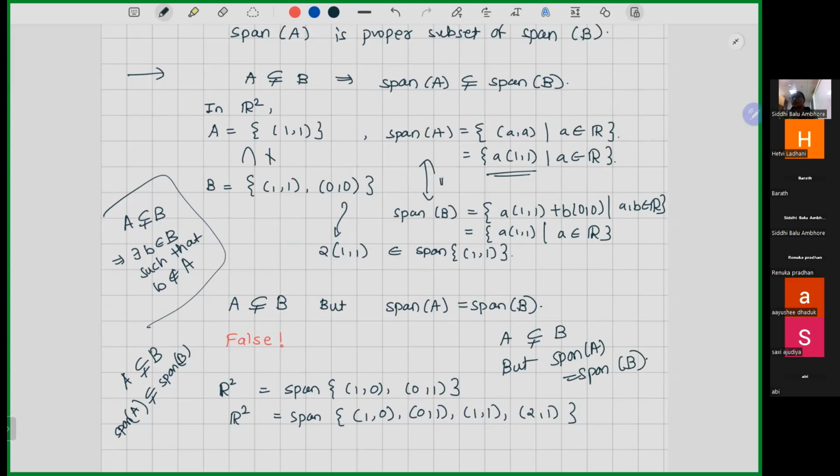Understood. Okay, great. Any further doubt? If anyone has any doubt, please feel free to ask. No doubts?